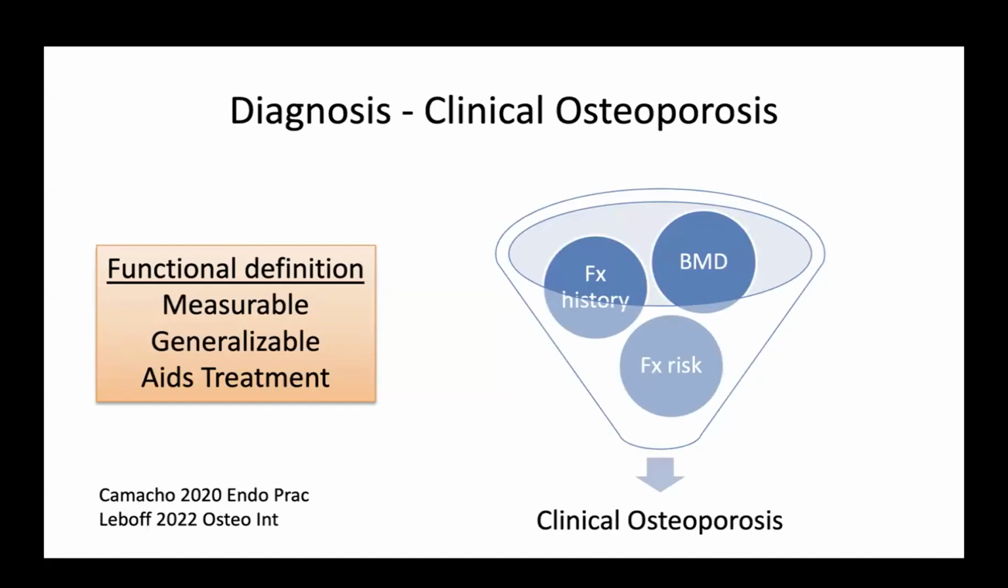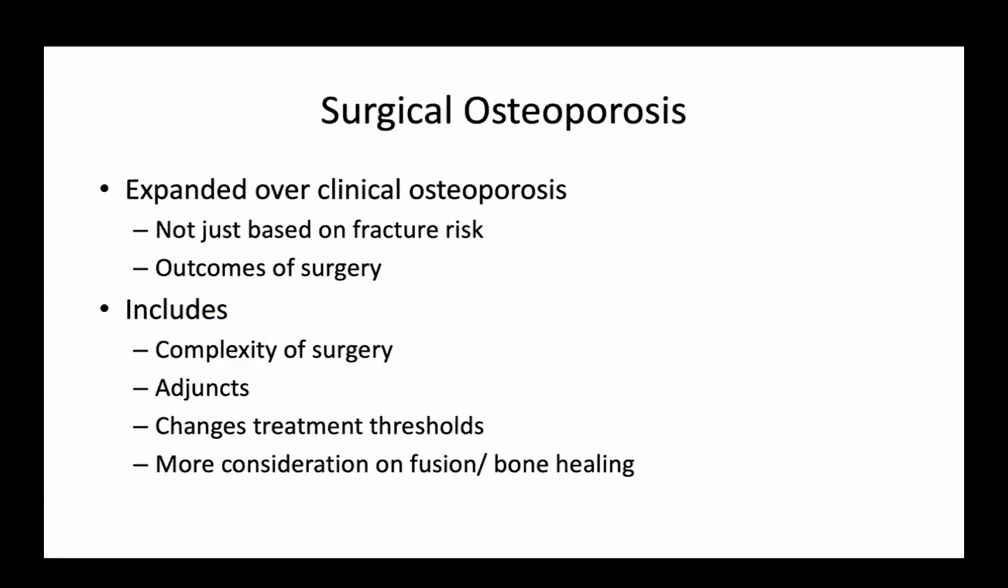So we know that the diagnosis using bone mineral density and DEXA has some problems, mainly that it's not sensitive to those who actually fracture. And also, people will have the same bone mineral density but fracture at radically different rates because of their age. And this has led to the development of a functional classification that includes not only bone mineral density but fracture history and fracture risk. And this clinical diagnosis of osteoporosis has been promoted to aid in treatment decisions.